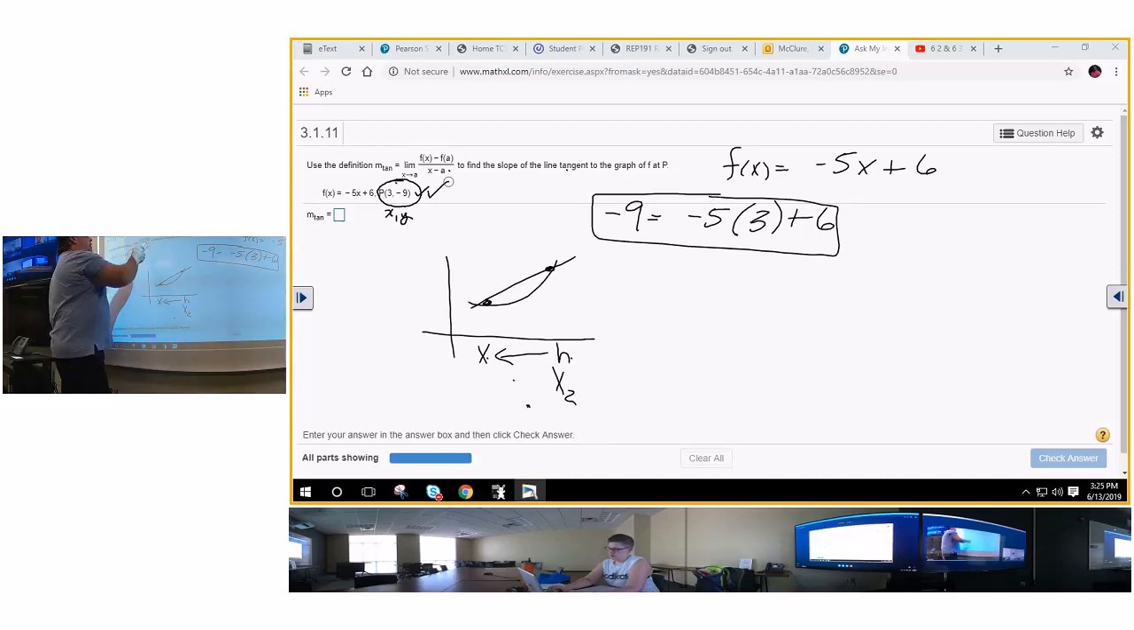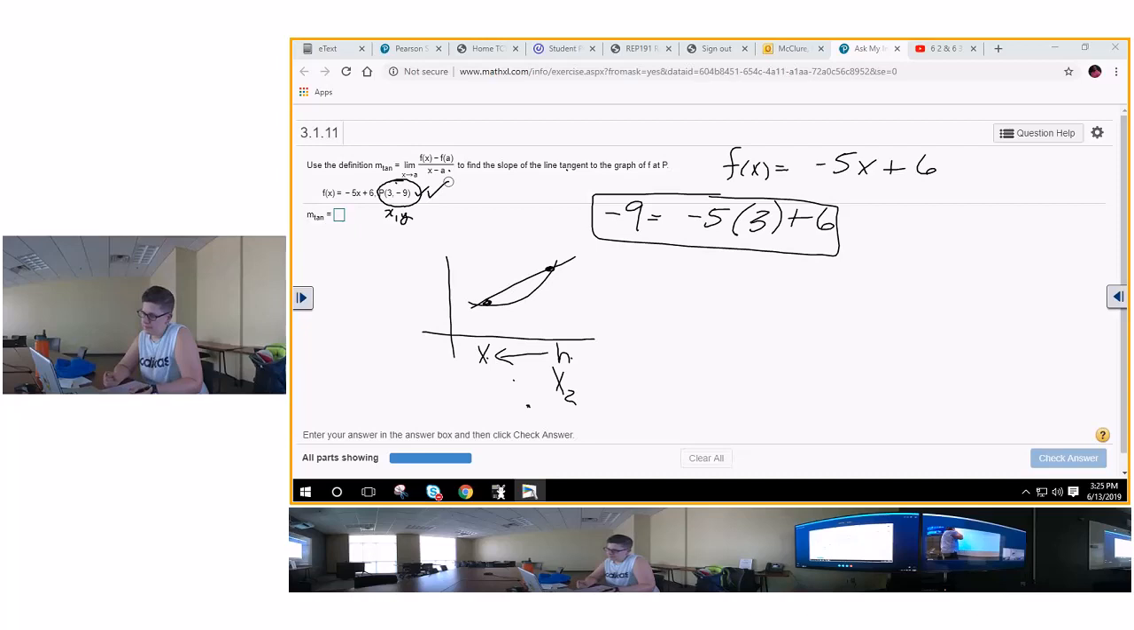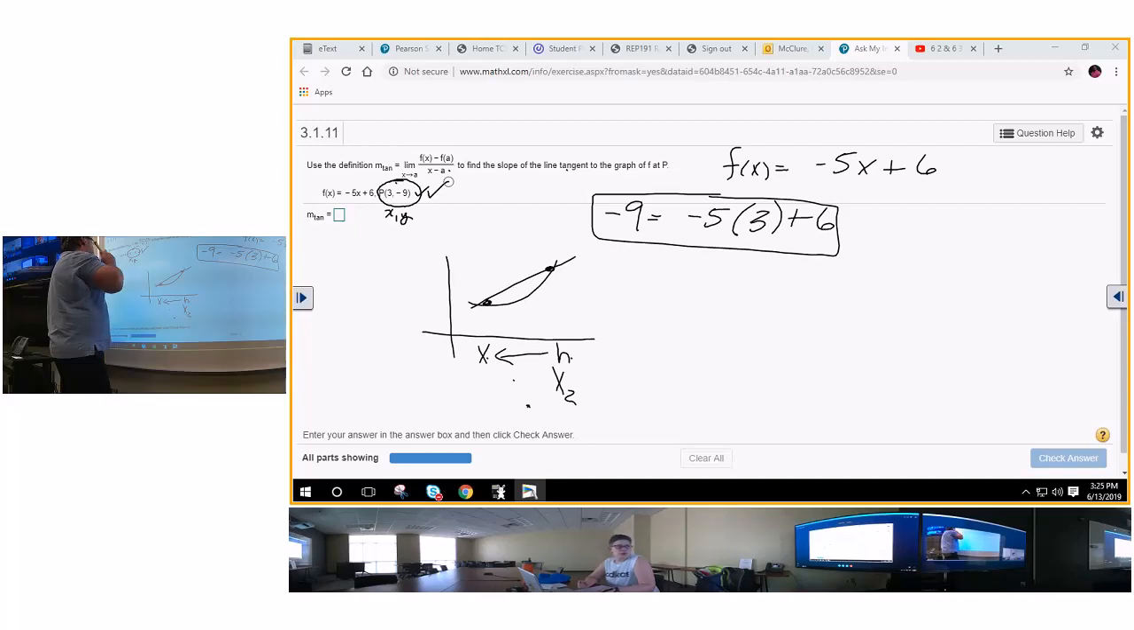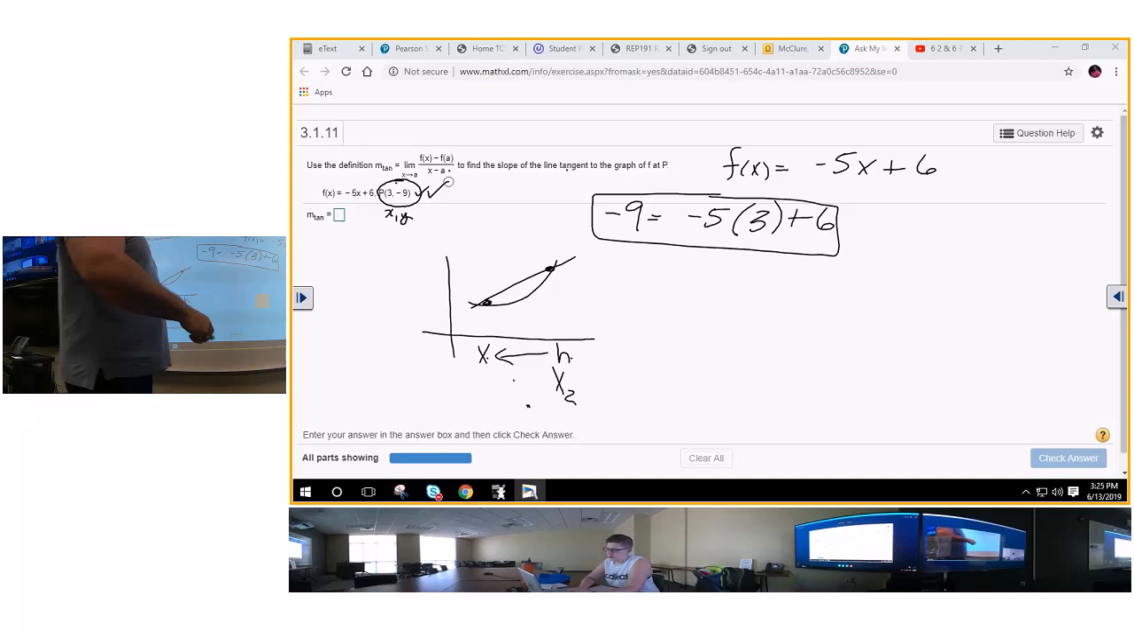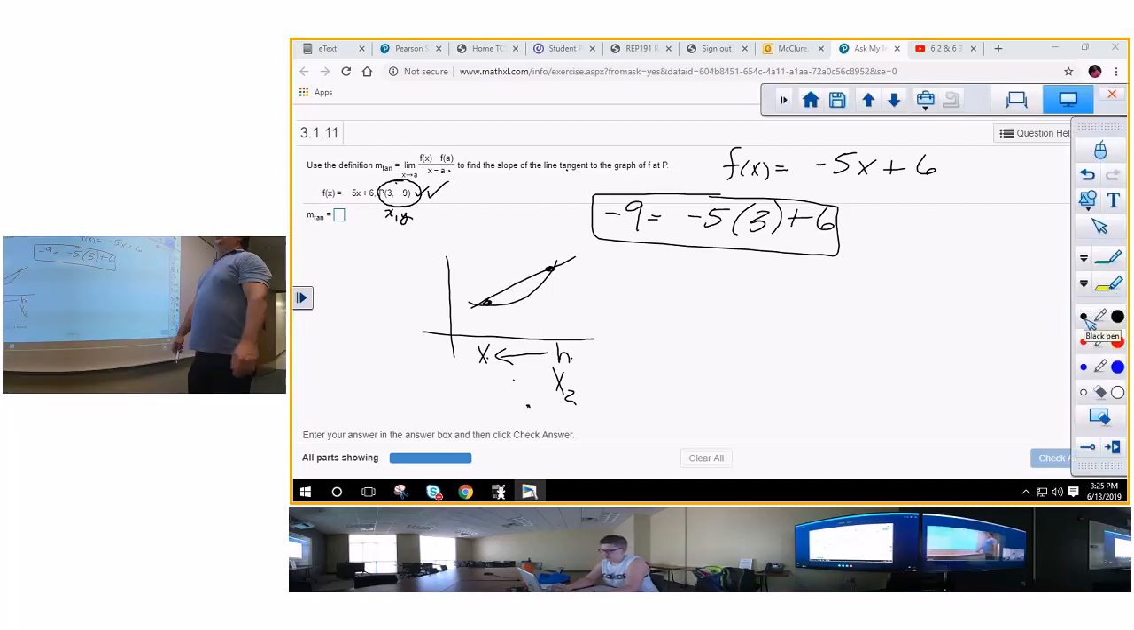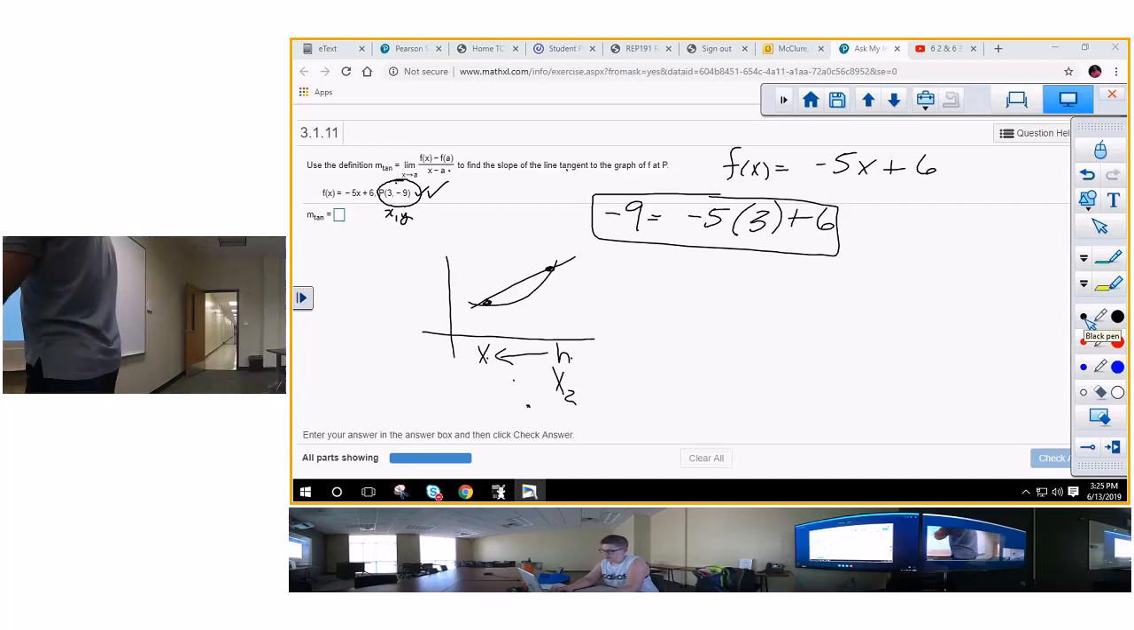So what do you do with this right here? As x approaches a, well, what is a? It looks like to me they're giving you the difference quotient, only in a different form. I'm going to do the difference quotient, and I don't know what they're doing, but let's see what they're doing.